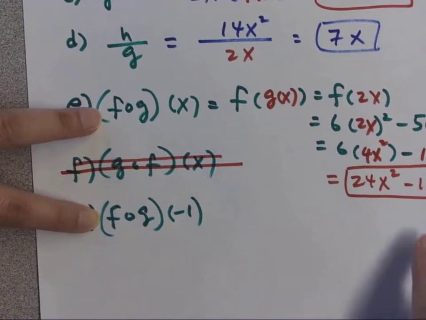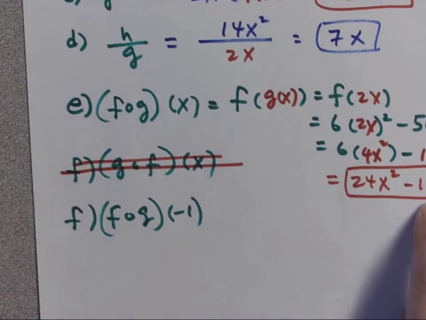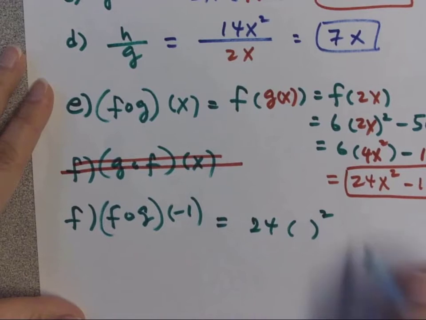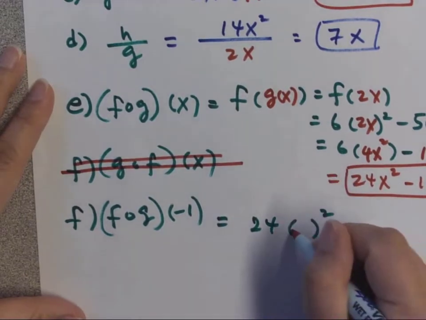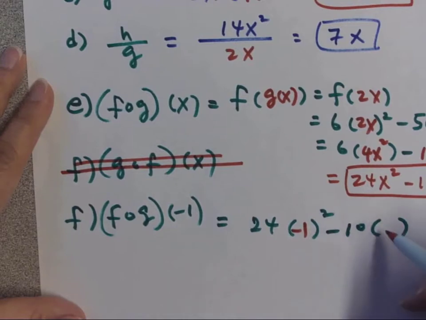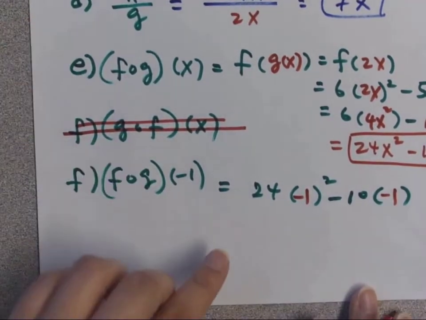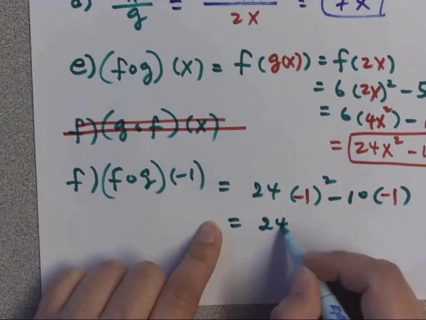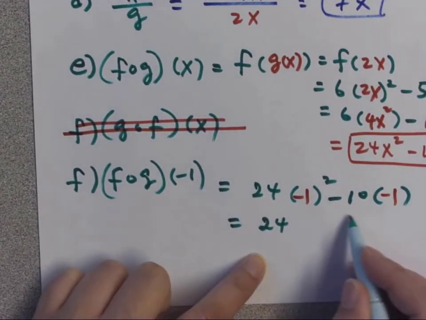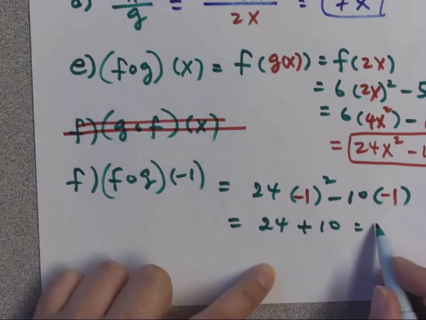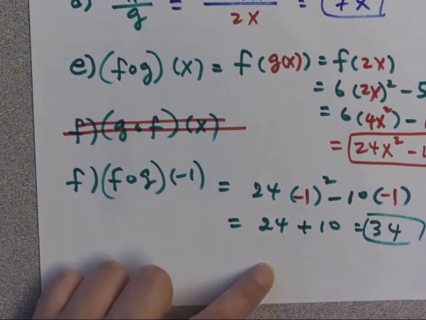If I have f of g of x, all I need to do is what? Plug in a -1 where x is, so 24 times -1 squared, right? Minus 10 times -1. So -1 times -1 is +1. So I'm going to have just 24, right? And then the last two parts will be plus 10. Together we have 34. Are we okay with this?